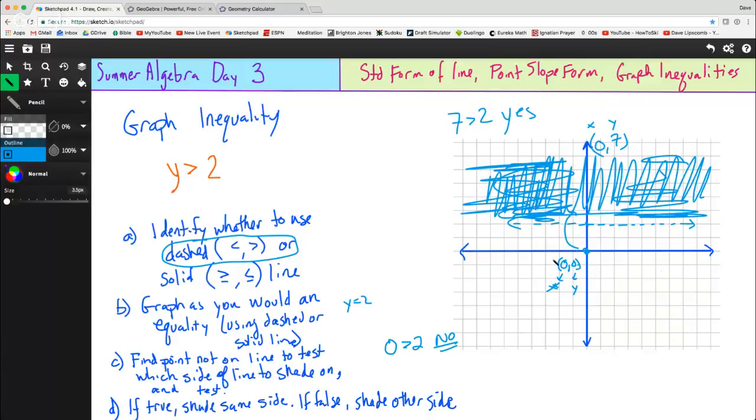And we know that all the points down here don't make it true. But let's just try one over here, like 3, -1. Well, 3 is our x, and -1 is y. So is -1 greater than 2? And the answer is no. So we correctly have omitted everything that's below this line, and we include everything above the line. If you test any point up here, it will always make this inequality true.